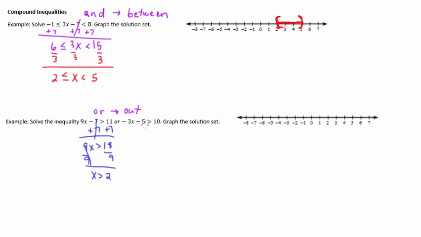And then on the second one, I add 5 to both sides and get negative 3x is greater than 15. Divide by negative 3. And I get x, and I have to switch the inequality because I divided by a negative. x is less than negative 5. So x is greater than 2, so parenthesis, and I shade to the right, and then it's less than negative 5, so parenthesis, shade to the left.